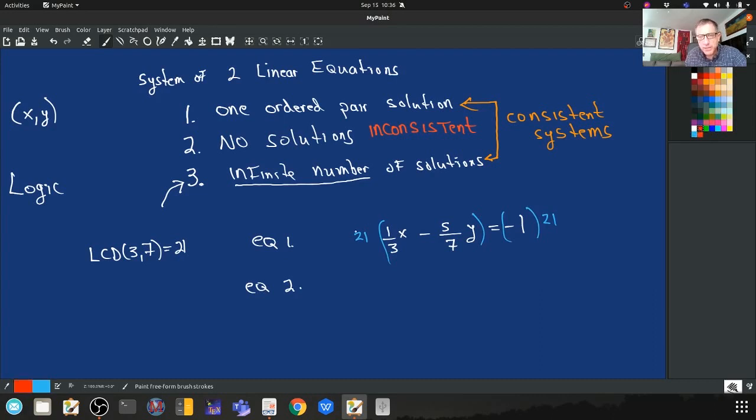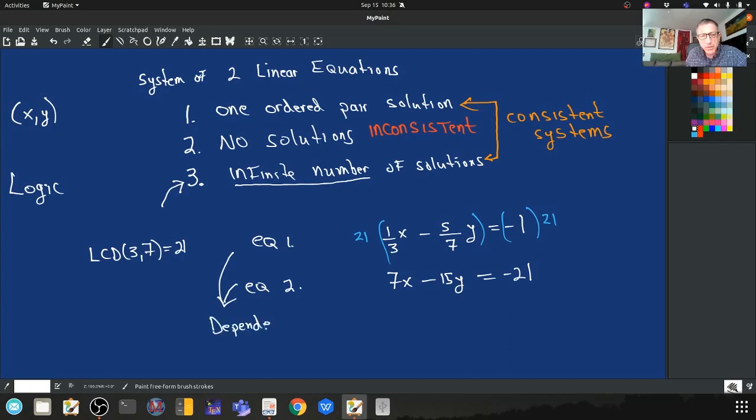And that's going to give me 21 divided by 3 is 7. 7 times 1x is 7x. 21 divided by 7 is 3, and 3 times minus 5 is minus 15y. So 3 times minus 5y is minus 15y, and that's equal to minus 21. So literally I derived equation 2 algebraically from equation 1. So equation 2 and equation 1 are dependent.